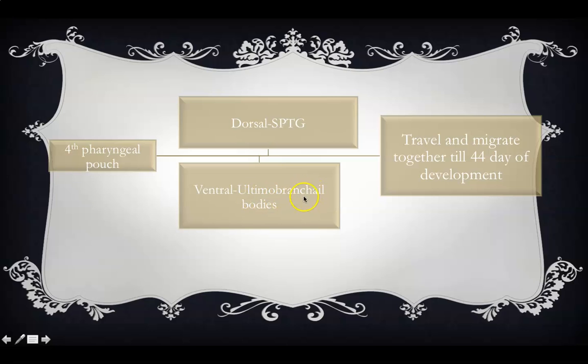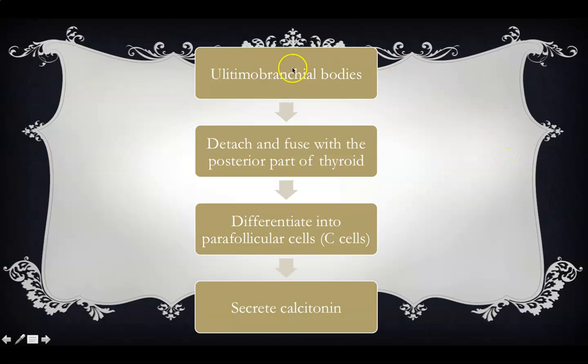They travel and migrate together till 44 days of development. After that, they detach from the parathyroid, and the ultimobranchial bodies fuse with the posterior part of thyroid and differentiate into cells within the follicular cells. These are also cells of the thyroid gland, and they are called C cells. They secrete calcitonin, and these are the cells which are responsible for medullary carcinoma.